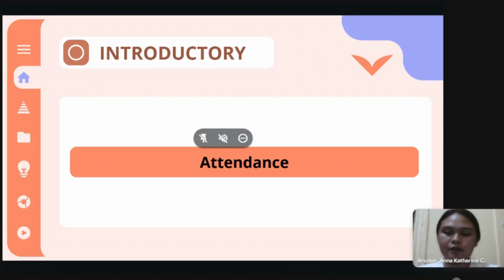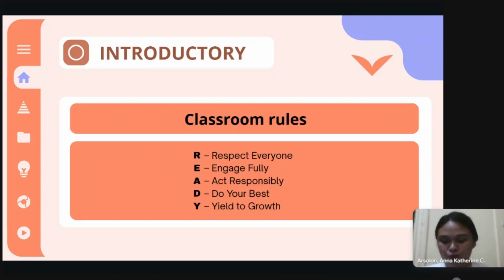Now, I have here our classroom rules. Alright, in this class, I want everybody to be ready. So, ready stands for R, respect everyone, E, engage fully, A for act responsibly, and D for do your best, and Y for yield to growth. Alright, do we understand that?